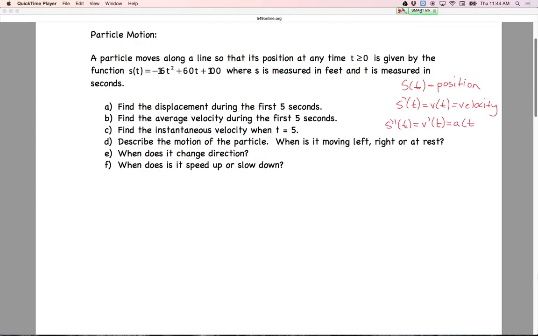Now, one of the things that I want you to keep in mind here is, before I even do the two examples, I want to talk about a couple things. Position, what does velocity describe about position? So let's just look at a position graph for just a second. So here's a position graph.